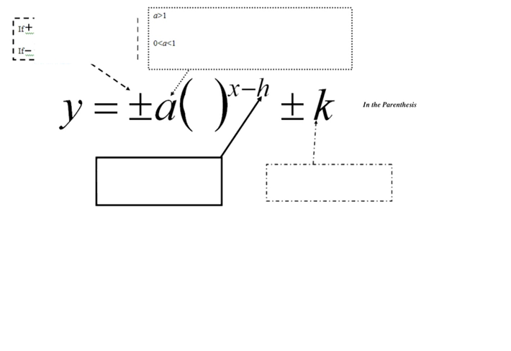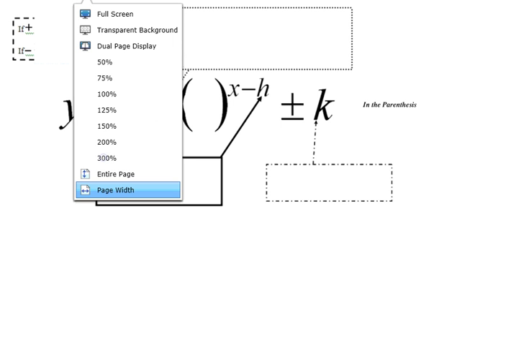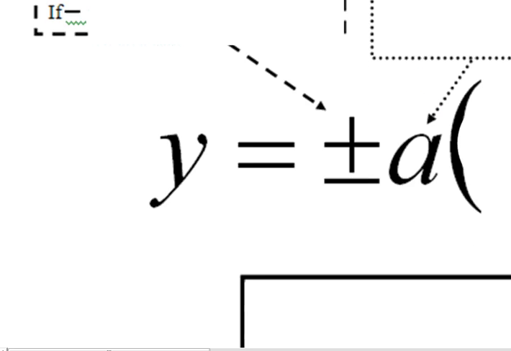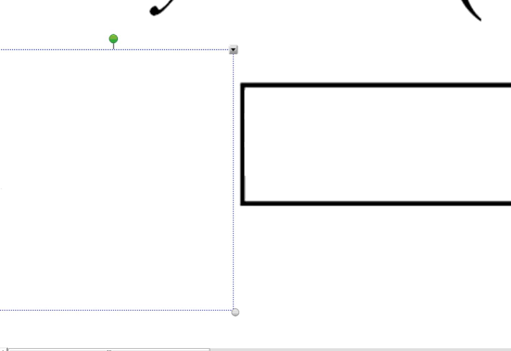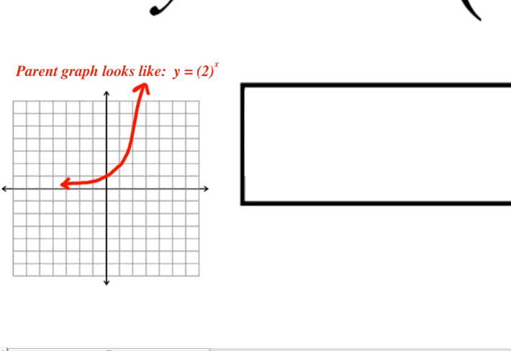Now we're going to talk about function transformations as they relate to exponential equations. With that said, let's look at what a parent graph of an exponential equation looks like. I'll slide down the page here a little bit. And this is our parent graph.